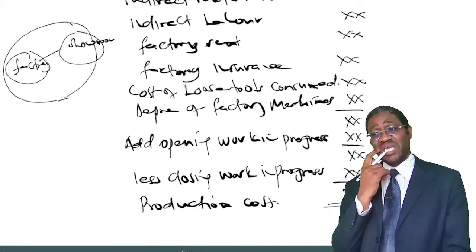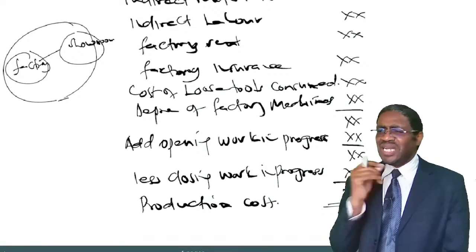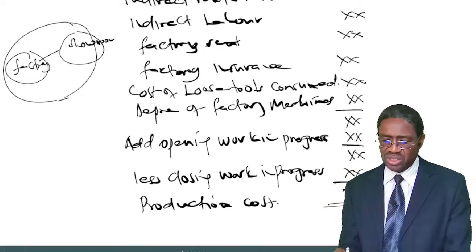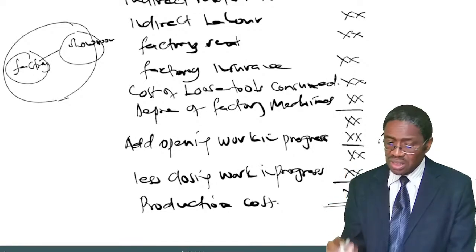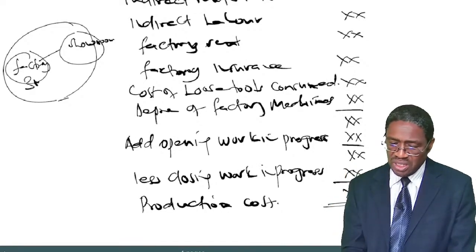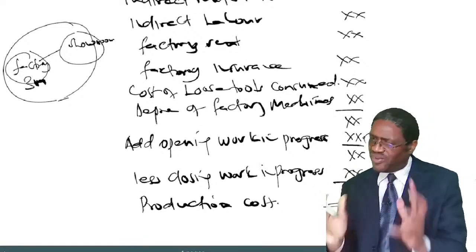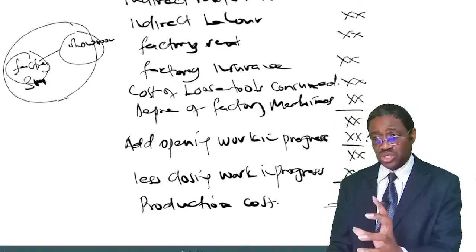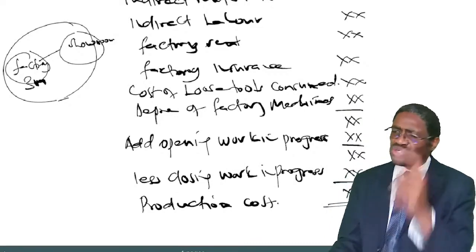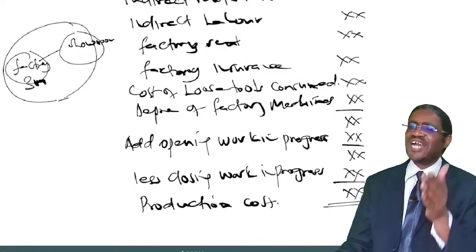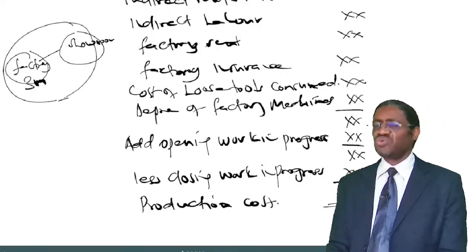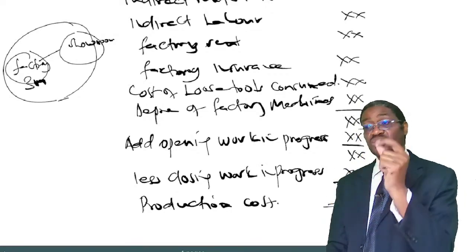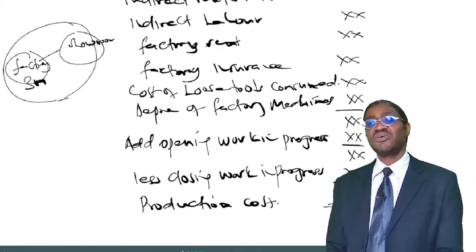I'm using the diagram again. Let us assume that from your manufacturing account, you have determined the production cost to be 3 million. Whatever it is that you're manufacturing, it has costed you 3 million. That is the production cost. Now listen. Once goods are manufactured, they are normally transferred to the showroom for sale.